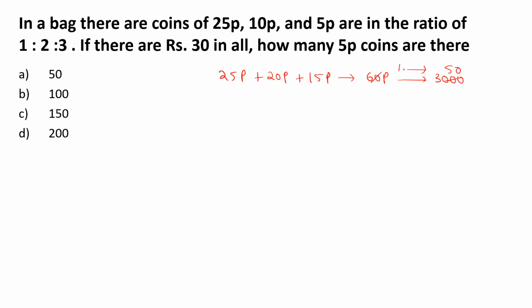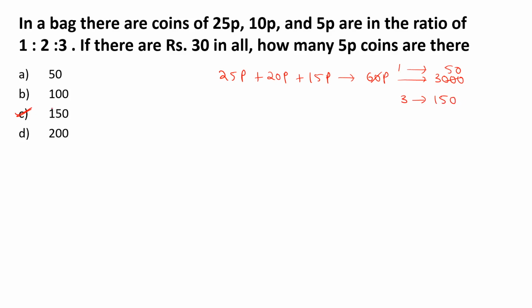When the value of 1 unit becomes 50, we need to find the number of coins of 5 paisa. Here 3 represents the number of 5 paisa coins. When the value of 1 unit becomes 50, then the value of 3 units becomes 150. That is option C, 150 would be our answer. The number of coins of 5 paisa would be the value of 3 units, that is nothing but 150.